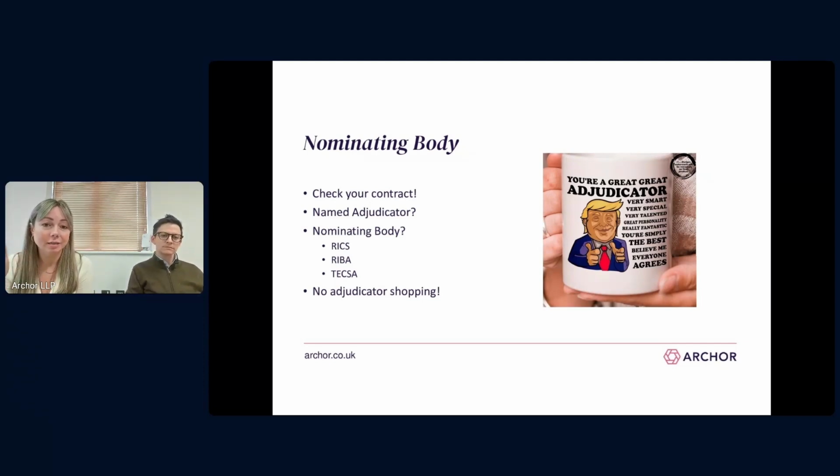Is there an adjudicator named in the contract, which happens? Or if not, is there a nominating body? Who is that nominating body? More commonly, the adjudicator nominating body, or ANB, is the RICS, but it can be other entities as well. A point to note, you're not allowed to shop around for your adjudicator. So if you've got an adjudicator you don't particularly like because you had a bad decision in the past, you're not allowed to say that you've got some sort of conflict to try and avoid getting that adjudicator in the future. And there's been a couple of cases on this.